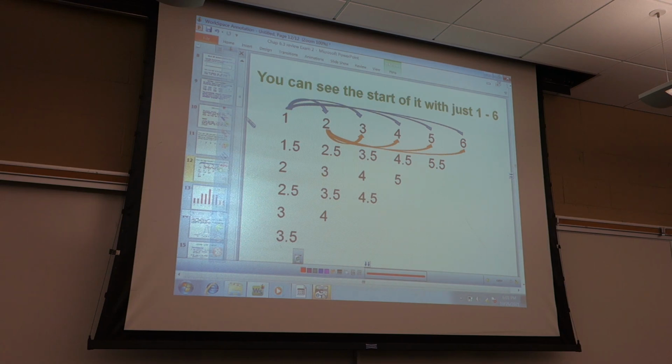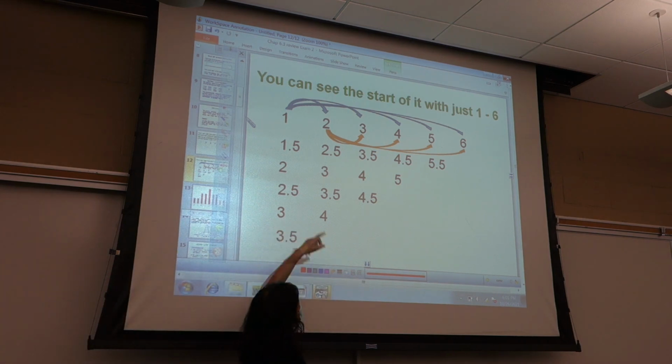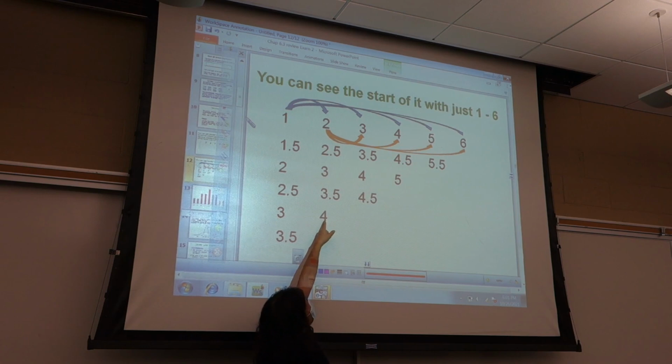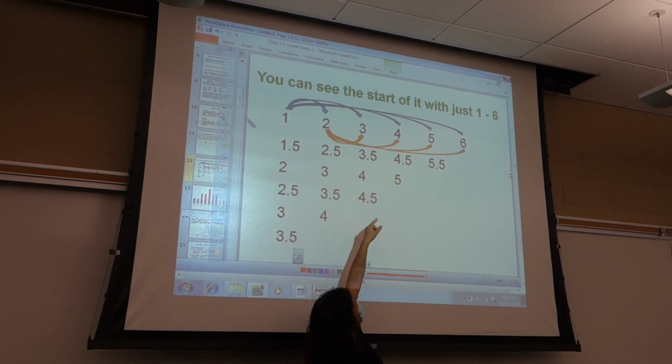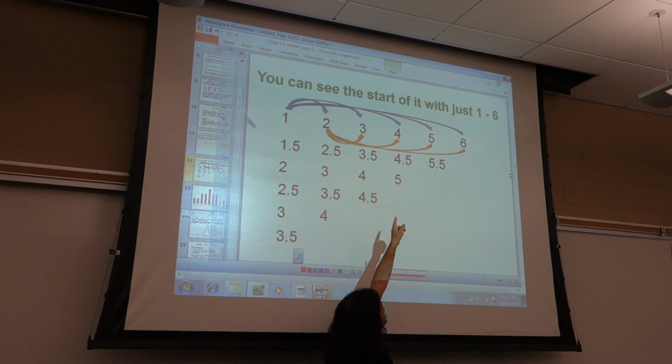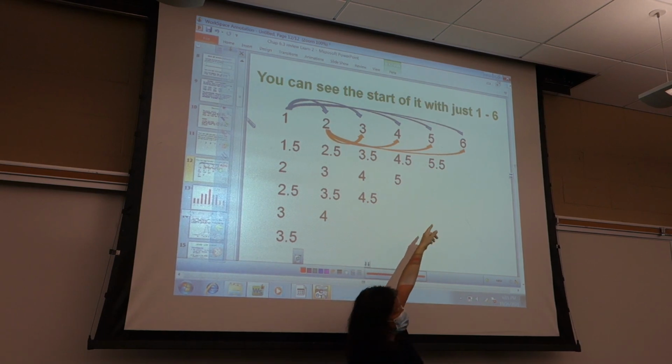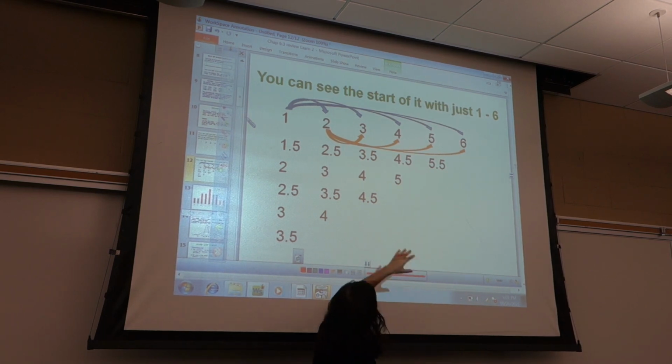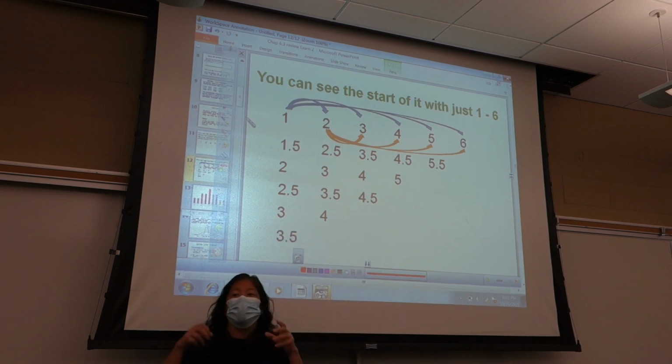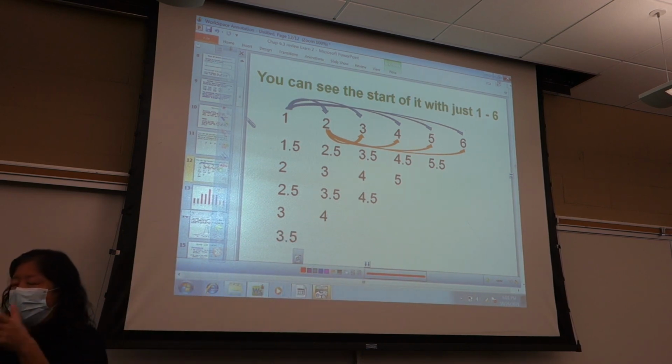Then all the ones for 2. So 2 and 1 are already done. So 2 and 3, 2 and 4, 2 and 5, 2 and 6. So here is the average of 2 and 6. Make sense? And then the same, 3 and 4, 3 and 5, 3 and 6, 4 and 5, and then 5 and 6. The average of 5 and 6 is 5.5. So these are all the averages of every possible combination of 2 of them.